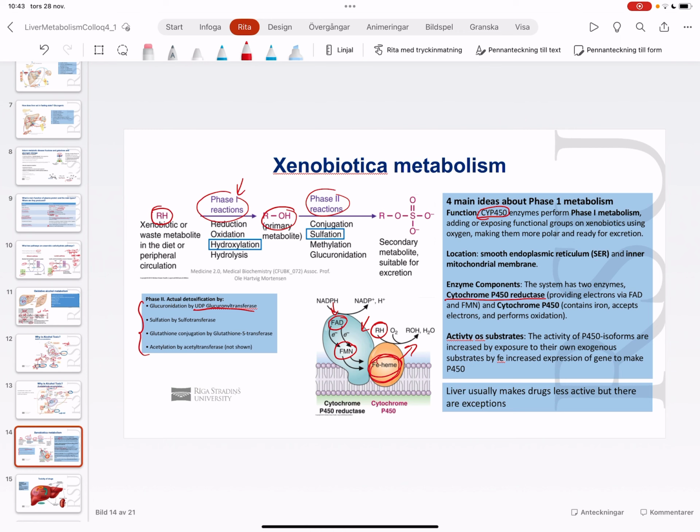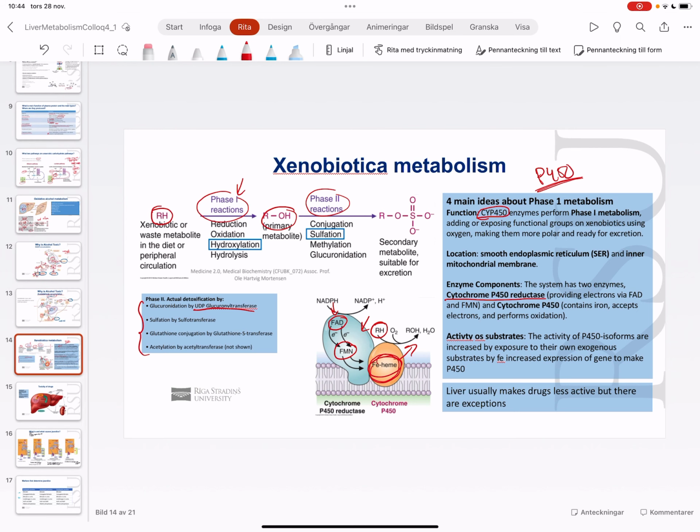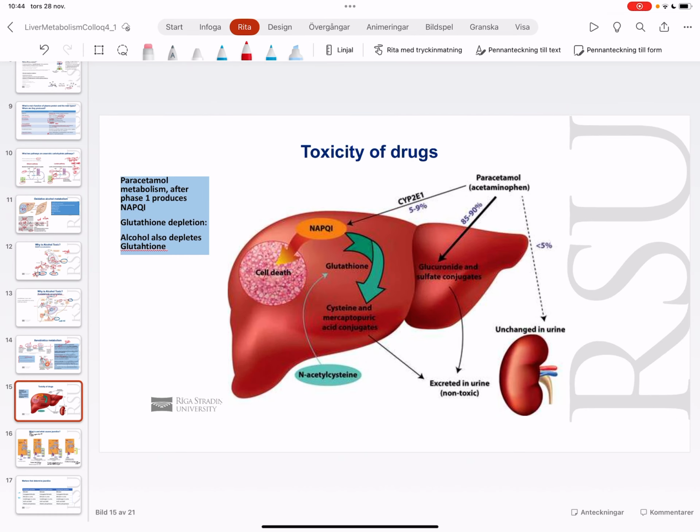Another important thing that I wanted to say about the P450 is that its activity will increase with more substrates. So if there are more drugs or xenobiotics that need to be metabolized, then P450 transcription will increase and P450 will increase, and therefore we can metabolize the drugs. And now, toxicity of drugs, which is very similar to toxicity of alcohol.